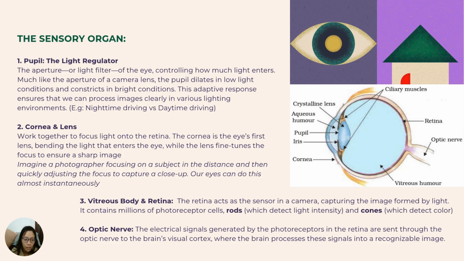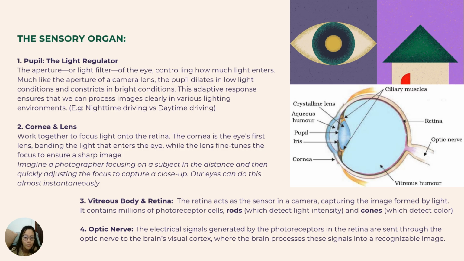First, we have the pupil, which is the light regulator. The pupil is the black circular part of the eye, and acts as the aperture or light filter of the eye, controlling how much light enters. Much like the aperture of a camera lens, the pupil dilates in low light conditions and constricts in bright conditions. This adaptive response ensures that we can process images clearly in various lighting environments.